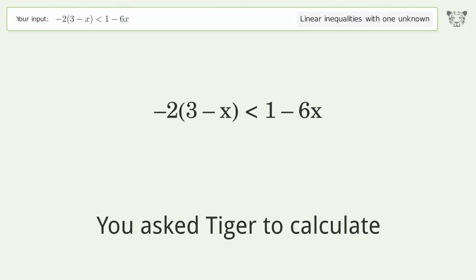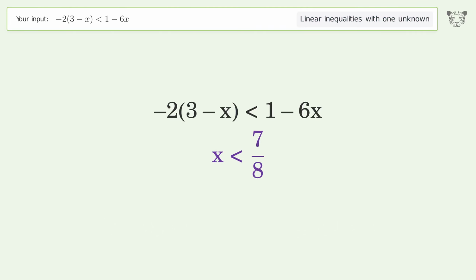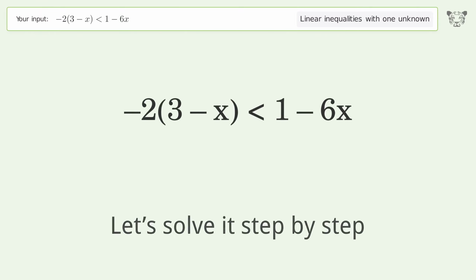You ask Tiger to calculate. This deals with linear inequalities with one unknown. The final result is x smaller than 7/8. Let's solve it step by step.